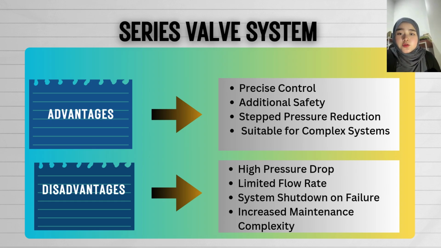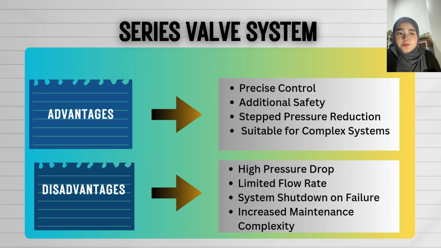And number 2 is additional safety. Like if one valve fails, the other valve in the series can act as an additional layer of safety. This reduces the risk of failure in the entire system.